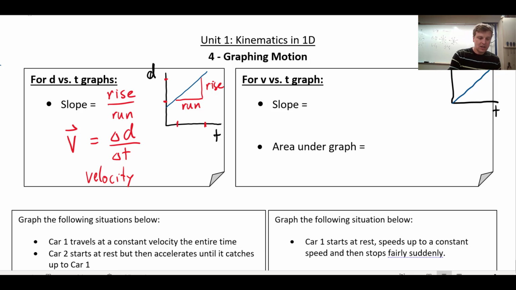So again, we can do the same thought process where what does the slope mean? Well, the slope is going to be my rise over my run. But what are the rise and run in each of these cases? So slope is rise over run.